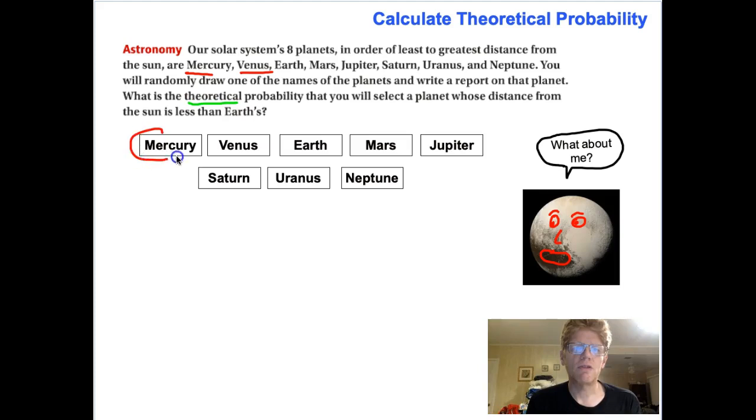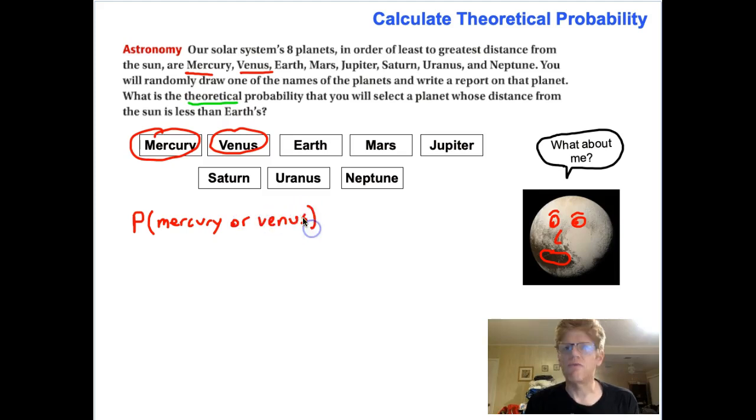So these are the 2 ways to get what we want, right? A planet whose distance from the Sun is less than the Earth's. So how we would write that is P, a capital P, and the P stands for probability. This is just a certain kind of notation that we use. The probability of getting Mercury or Venus, because we don't have to get both of them, right? We're not going to be able to reach in and draw both names out. We're going to reach in and draw one or the other. So the probability of getting Mercury or Venus.